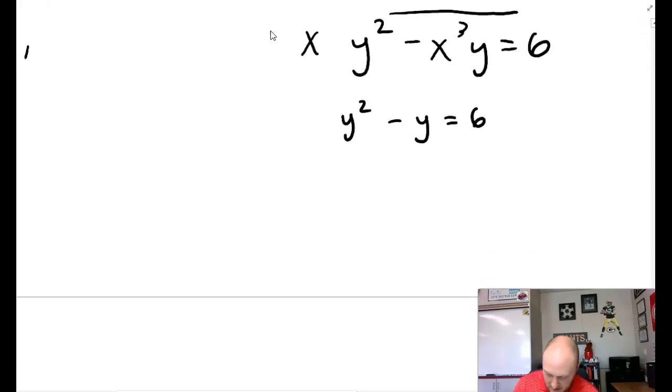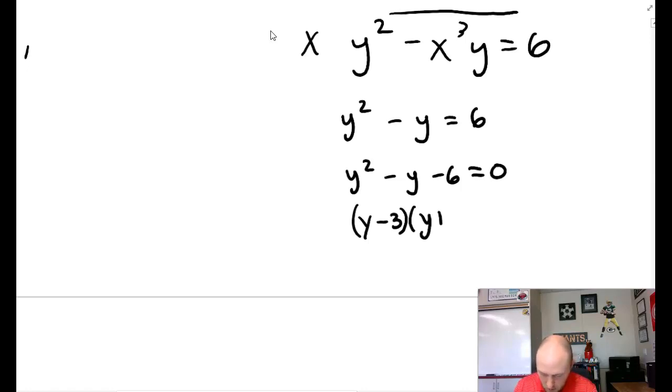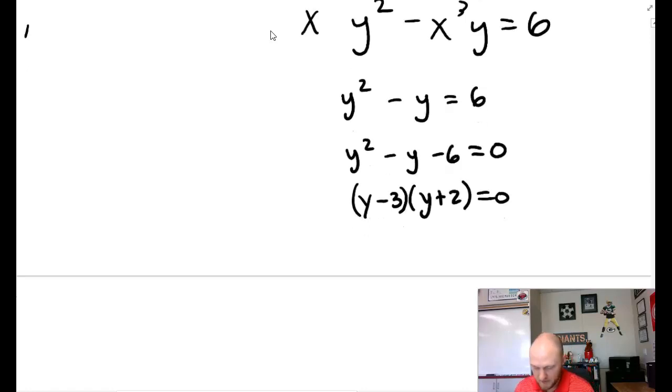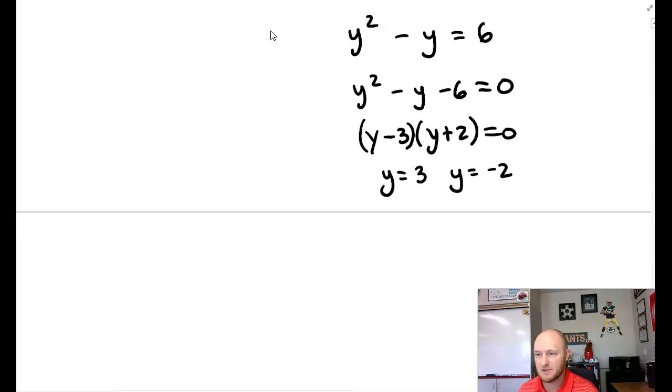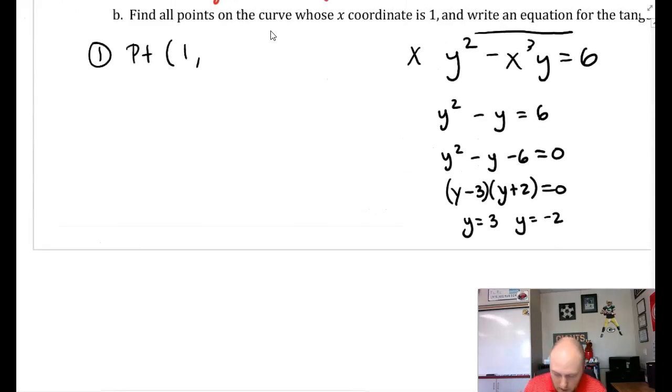So I will move the 6 over to the other side: y squared plus y minus 6 is equal to 0. And then we'll factor and solve: y minus 2, y plus 3. And we get y is equal to 2, y is equal to negative 3. So I have two y values where my x coordinate is 1. So my points are 1, 3, and 1, negative 2.